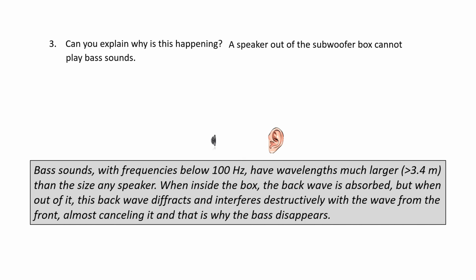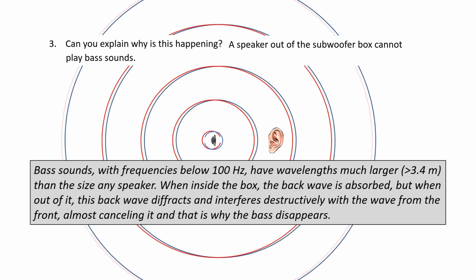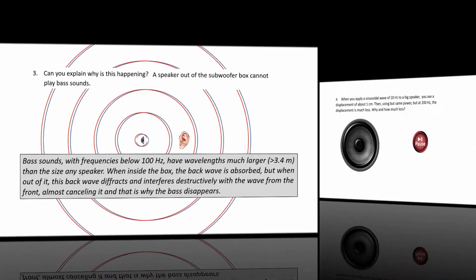Bass sounds with frequency below 100 Hz have wavelengths much larger, greater than 3.4 meters, than the size of any speaker. When inside the box, the back wave is absorbed. When out of it, this back wave diffracts and interferes destructively with the wave from the front, almost cancelling it. And that's why the bass disappears. The question has been answered.